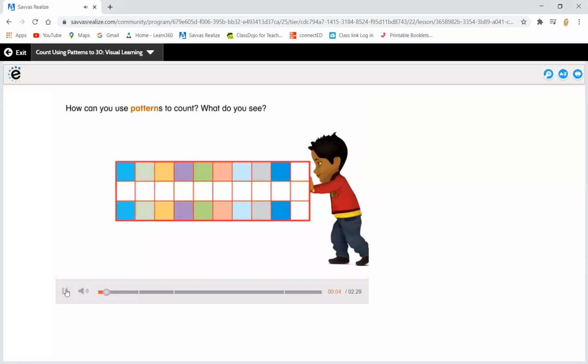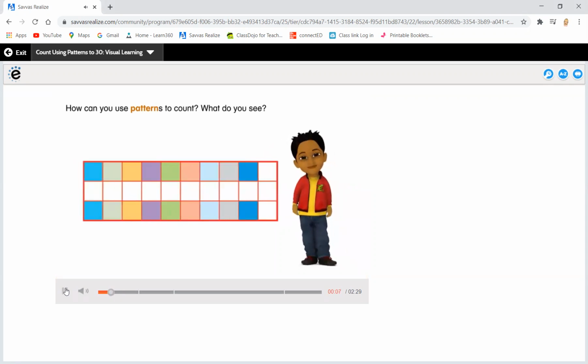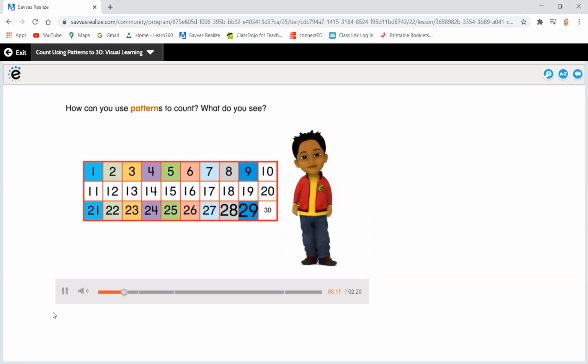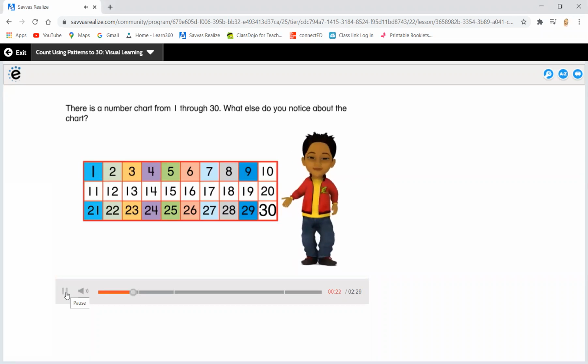How can you use patterns to count? Let's find out. What do you see? There is a number chart from 1 through 30. What else do you notice about the chart? Let's look at this chart. I want you to turn to your adult and tell them, what do you notice about this chart? What are the numbers doing in each of the charts? And look at the colors as well. What are the colors showing us?